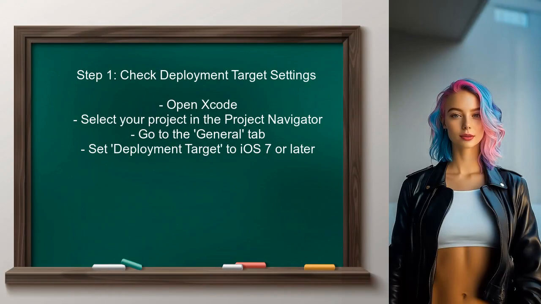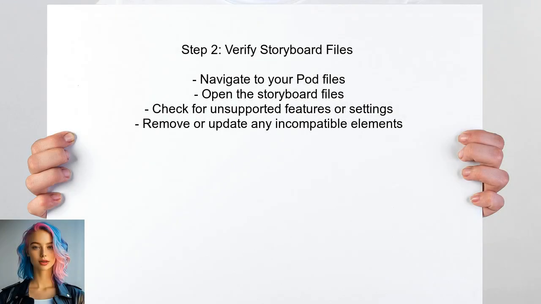To address the illegal configuration issue, the user should first check the deployment target settings in Xcode. This ensures that the project is compatible with the required iOS versions. Next, the user should verify the storyboard files in their pod dependencies. It's important to ensure that these files are not using features that are unsupported in earlier iOS versions.